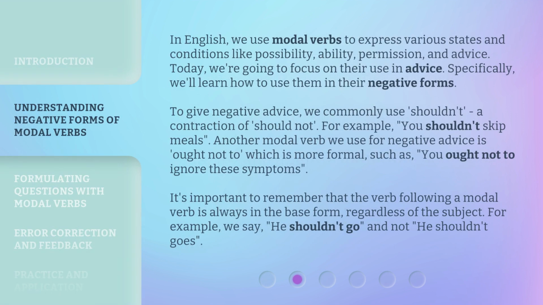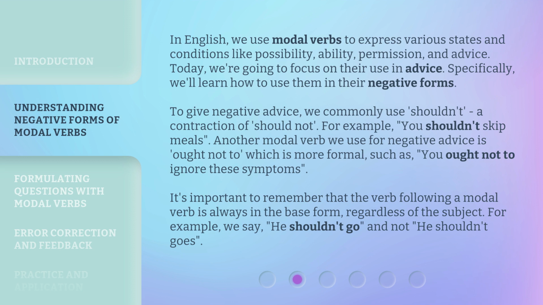In English, we use modal verbs to express various states and conditions like possibility, ability, permission, and advice. Today, we're going to focus on their use in advice. Specifically, we'll learn how to use them in their negative forms. To give negative advice, we commonly use shouldn't, a contraction of should not. For example, you shouldn't skip meals.